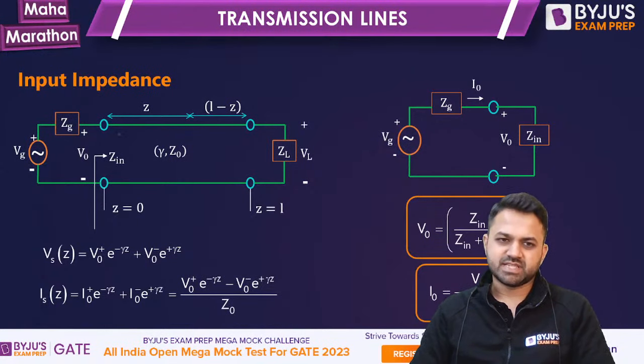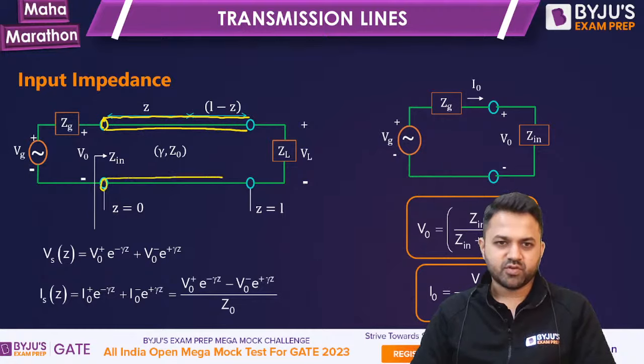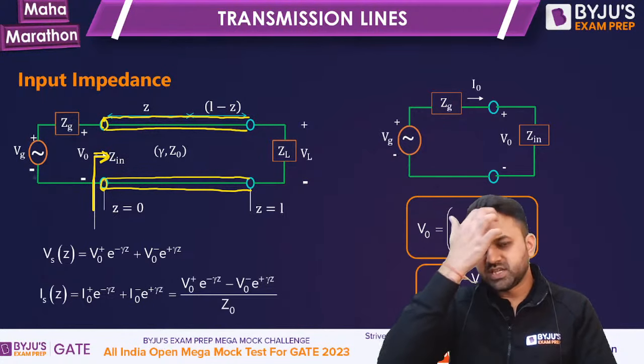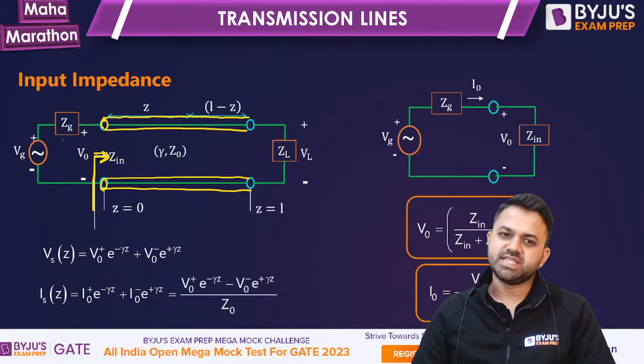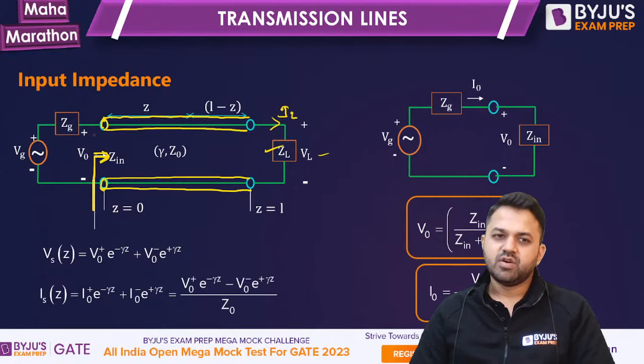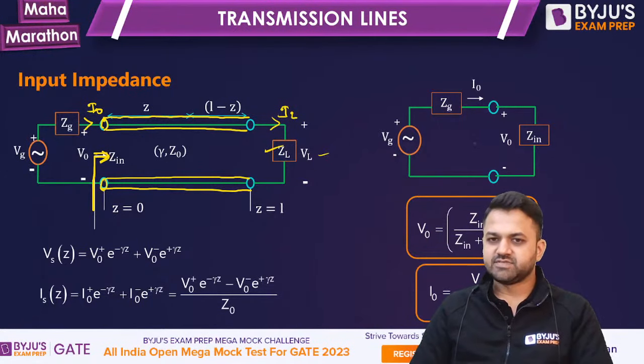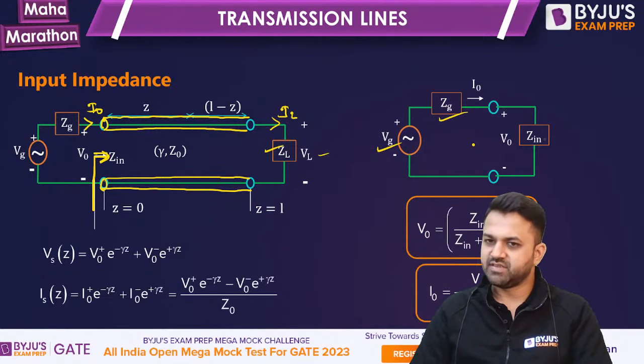So the input impedance of the transmission line, suppose this is the transmission line. When we look from the input side, what will be the overall input impedance of the transmission line? Here the generator is VG with generator impedance ZG, the load impedance is ZL, the load voltage is VL, and the current flowing is IL. The initial current is I naught, and we can represent it by the equivalent circuit: VG with ZG, and V naught across Z in, which is the input impedance.